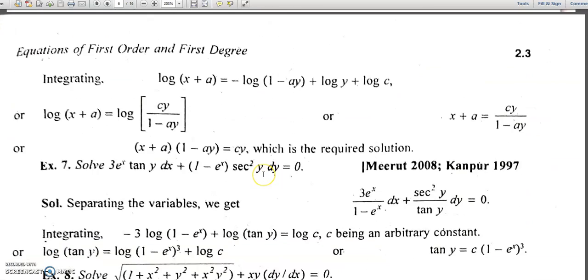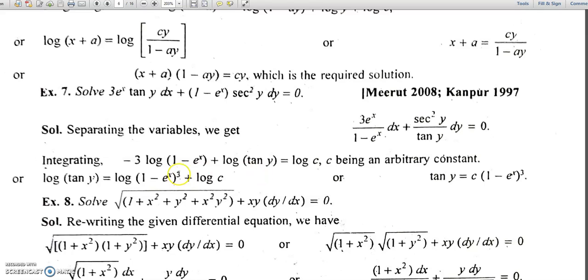There are some problems that are quite easy, I think. So let me just discuss the last one: 3 e to the power x tan y dx equals (1 minus e power x) sec square y dy. So here you see that here is tan y, here is sec square y.